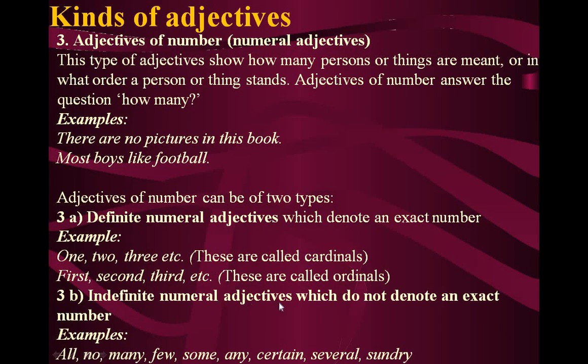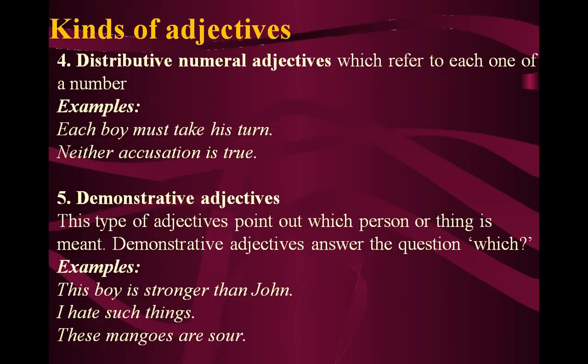Okay, now the next one, the indefinite numeral adjectives. These do not denote an exact number, like all, no, many, few, some, any, certain, several, sundry. Okay, all, few, of course they can be counted, but we are not sure as to how much. We are not sure how many are being talked about. Okay, so I hope it is clear.